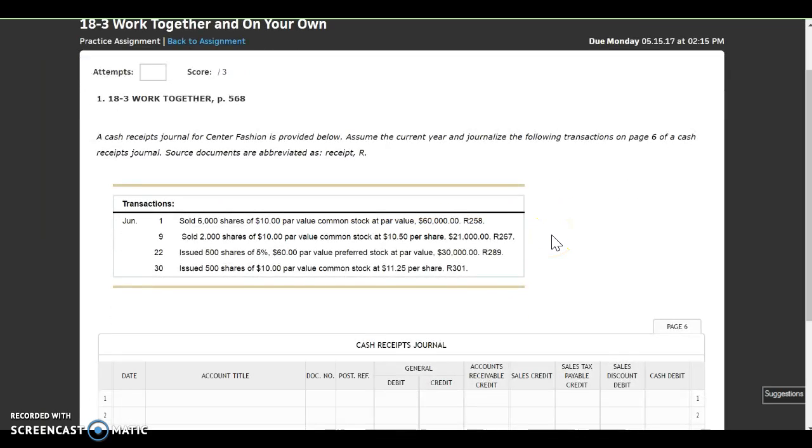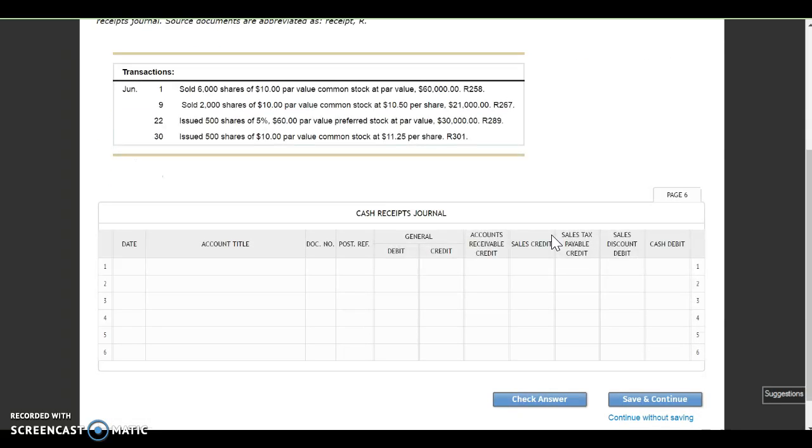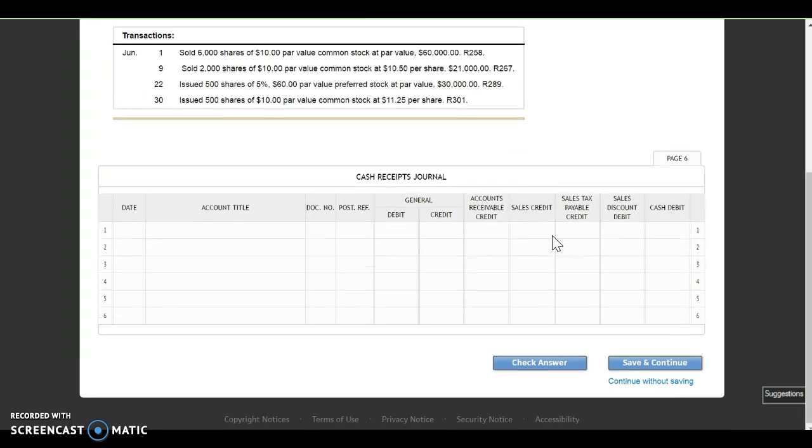It says a cash receipts journal for Center Fashion is provided below. Assume the current year and journalize the following transactions on page 6 of a cash receipts journal. Source documents are abbreviated as receipt R. So we have 4 transactions. We only have 1 journal, so obviously we're always going into our cash receipts journal.